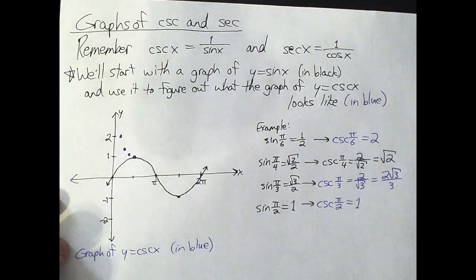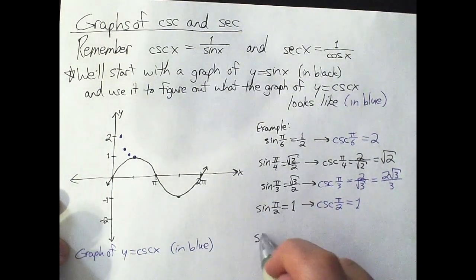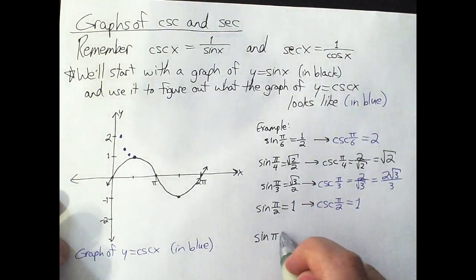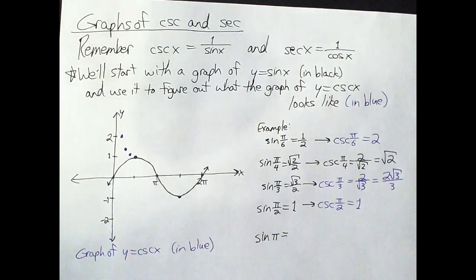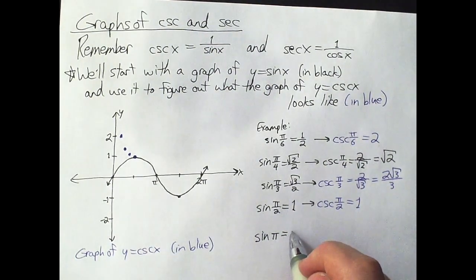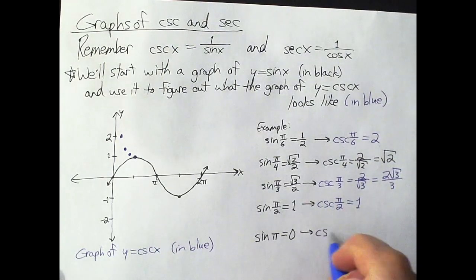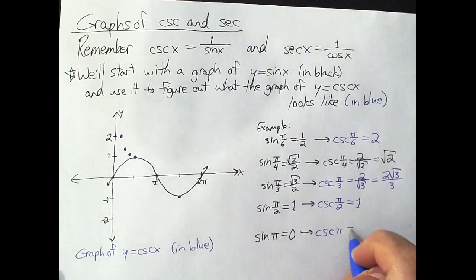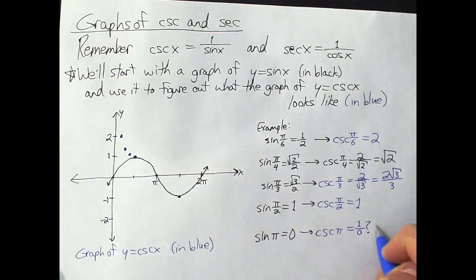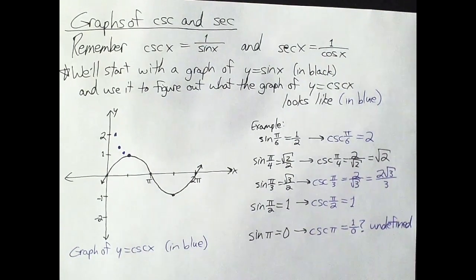How about this? Let's skip ahead a little bit. Let's skip ahead to sine of pi. What is sine of pi? Think about the unit circle, maybe. Think about what this would be. This is 0. So cosecant of pi is the reciprocal, 1 over 0, question mark. It is undefined. 1 over 0 is undefined.